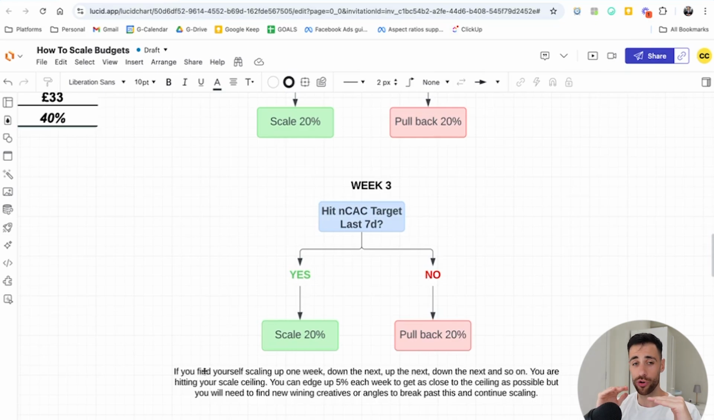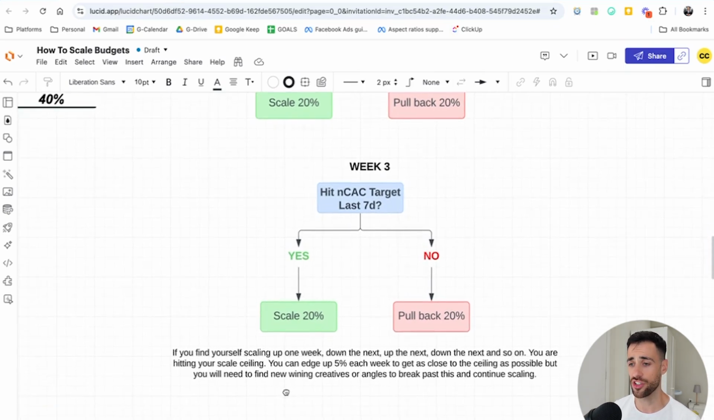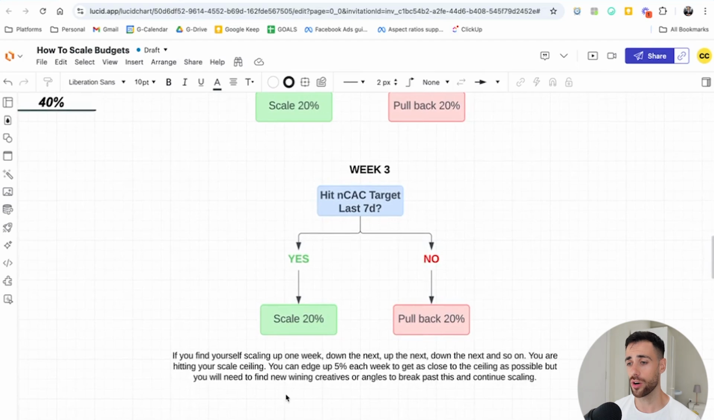But if you do reach a point where you're at your ceiling, what you can do is, rather than scale up 20% and down 20% all the time while you're trying to find those new creatives, you can edge it up by 5% each week until you get as close as possible to that ceiling, and then just hold it, okay? Because you may as well get as many orders as possible out of that period while you're trying to beat your target. So that would be that. But the only thing that's going to break past it is new winning creatives or angles, okay?